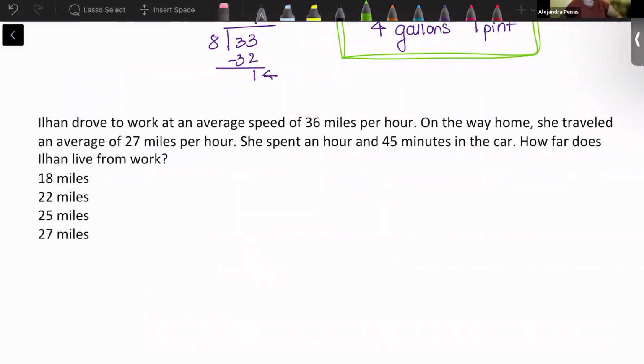Oh, we did this one last night and it's very complicated. So hopefully I'll be able to do it a little faster today, but if you get lost or confused, tell me. All right. So our buddy here is going to work and he's traveling an average speed of 36 miles per hour going to work. Coming home, they're traveling at 27 miles per hour. In total, they spent an hour and 45 minutes in the car. We want to figure out how far work is from home.